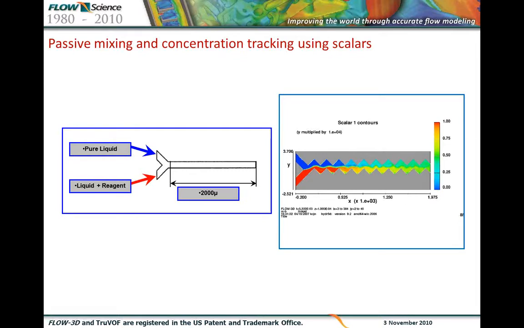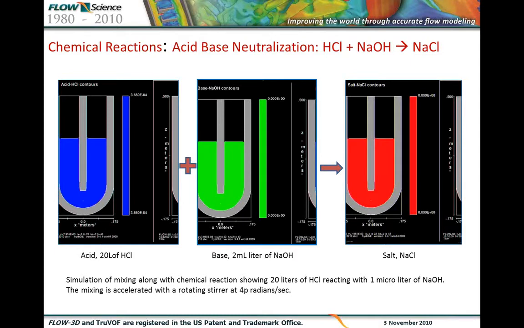We can have up to about 100 scalars. We can have chemical reactions between these scalars, track their concentrations, as well as have them as multiple fluids. We're going to take this one step further and show you how chemical reaction can be applied to mixing.